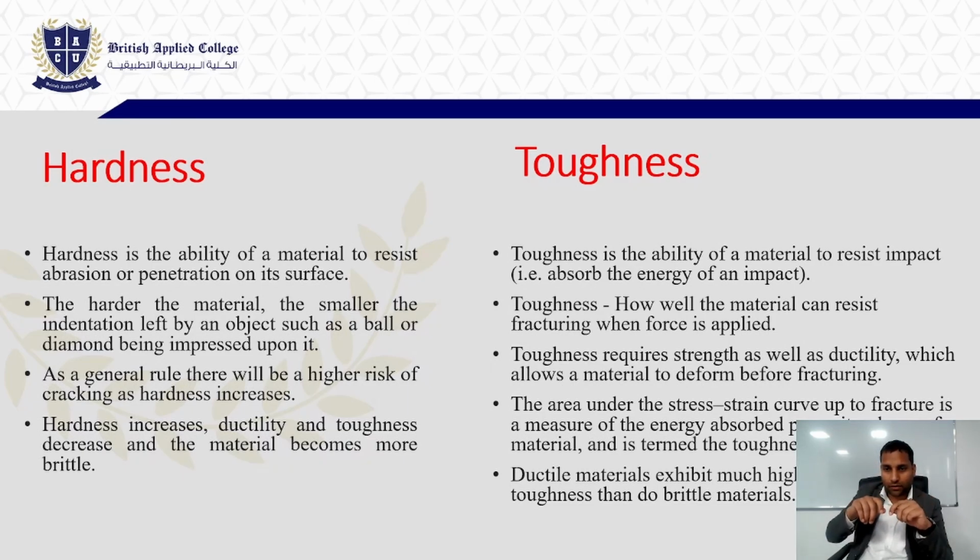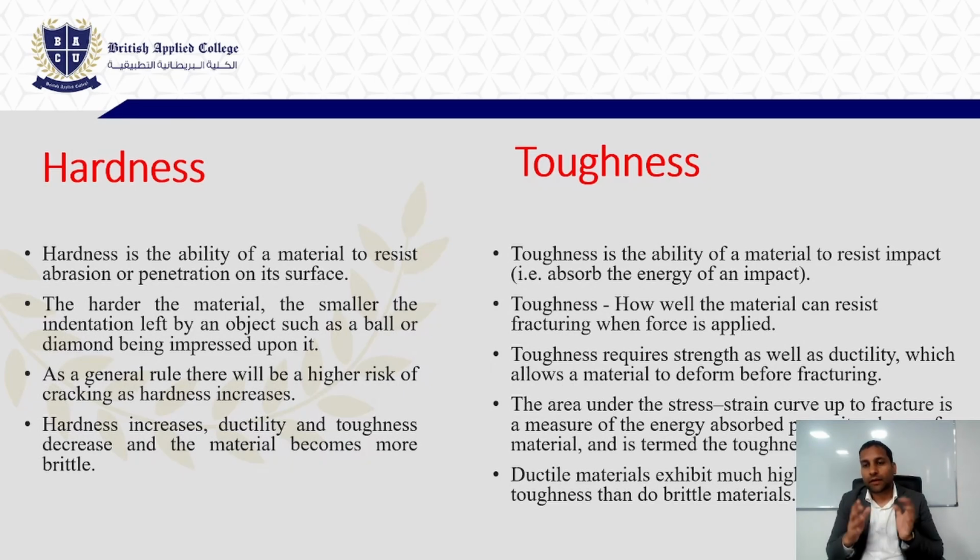Take an example of chalk. Chalk is a brittle material, you can break it. So if you increase the hardness, it will become brittle. Now toughness. Toughness is nothing but how much energy it can absorb under impact. How do you calculate toughness? By an impact testing machine. If there is an impact, how much energy the material can absorb is nothing but its toughness.